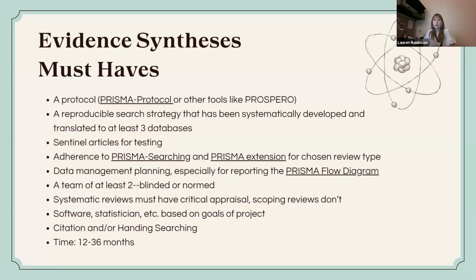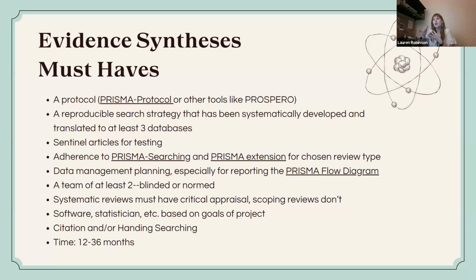You need at least two people. A literature review, you don't need that. You can do it by yourself. You need at least two to do either a blinding or a norming when you're reviewing title, abstract, and full text. You have to do critical appraisal in a systematic review. Scoping reviews, you don't have to do that. It's a different type of methodology, more like a charting type of methodology.